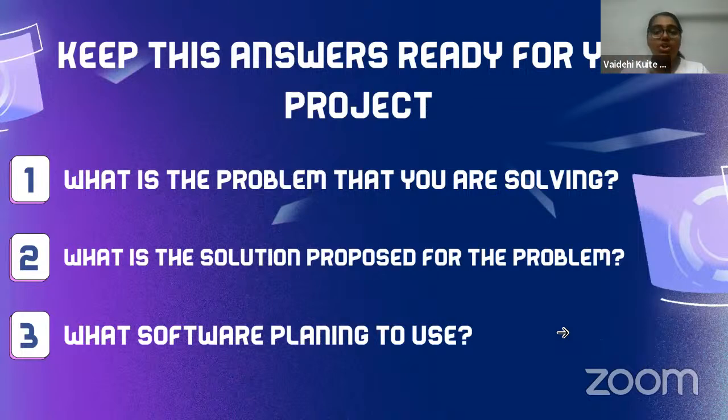Like what problem are you solving, that is your problem definition. The second is what solution you propose for the problem. If I am looking at water filters, let's say I am detecting leakage of water in a water filter, what solution can I propose? Maybe I can train my model to detect where the leakage is happening or what is happening. So, this is something your solution should be.